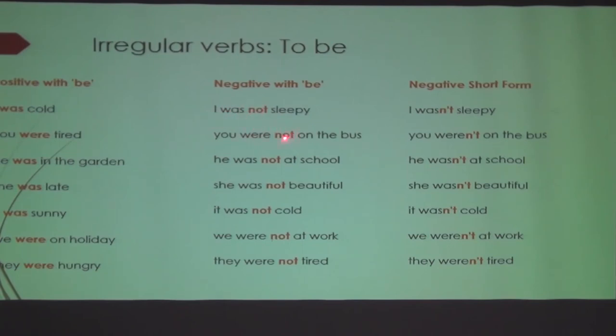For the negative, we just add not. Can you see it? Not, not, not. I was not, you were not. For the negative short form, we say wasn't. So we can say was not or wasn't, were not or weren't, etc.